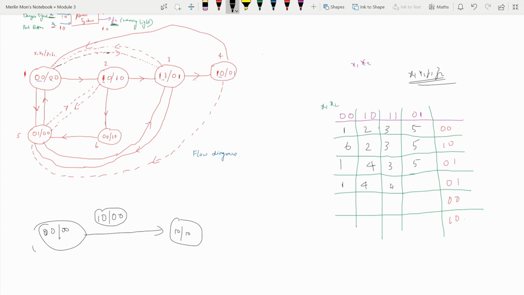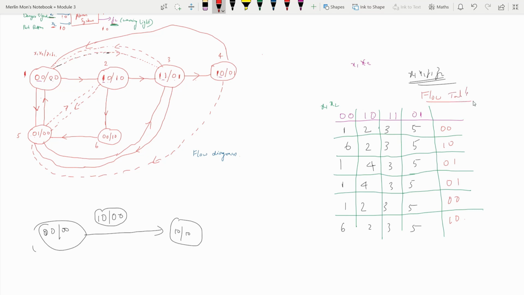This is similar. This will be a similar row because same output, same z1 z2 is there, so it will be similar. We can simply write it down, and this row will repeat the first row 1 2 3 5, then 1 0. This will repeat the second column 6 2 3. Now we have completed the flow table. This is called the flow table.